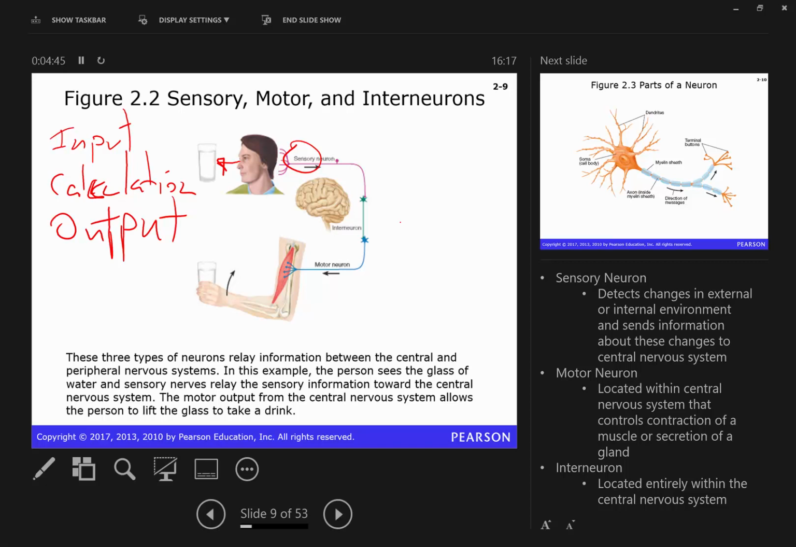Next, we have the interneuron. The interneuron is where we're doing some sort of calculation, right? We got, hey, we see a glass of water. That's awesome. What are we going to do about that glass of water, right? What are the things that those inputs are doing for us? Finally, we're going to have the output. The output in this case is going to be a signal to a motor neuron. Reach out, grab that glass of water, right? Input, calculation, output. It's pretty simple.